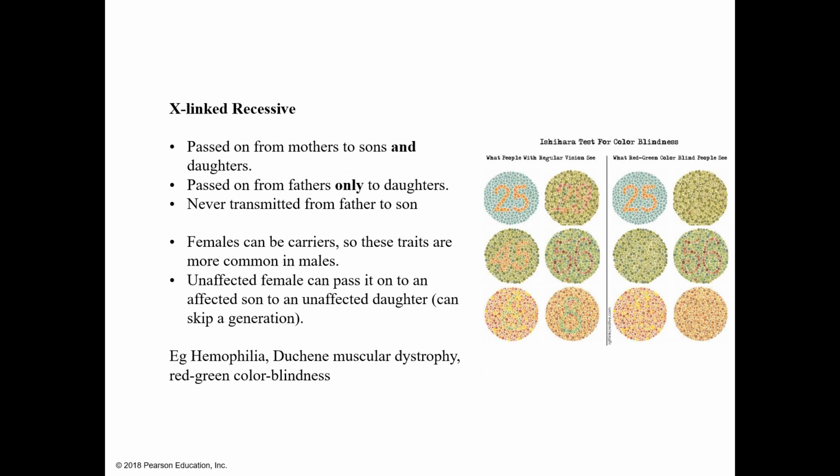There are some basic rules about X-linked recessive traits. They are always passed on from the mother to her sons and daughters, but they are passed from fathers only to their daughters. They are never transmitted from father to son. This is because fathers do not give X chromosomes to any of their sons. Females can be carriers, so these traits are more common to be seen in males, and unaffected females can pass them on to an affected son or an unaffected daughter. Examples of this are going to be things like hemophilia, muscular dystrophy, and color blindness.